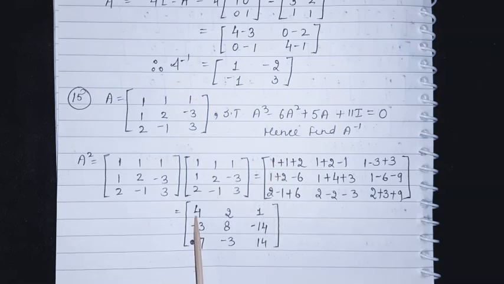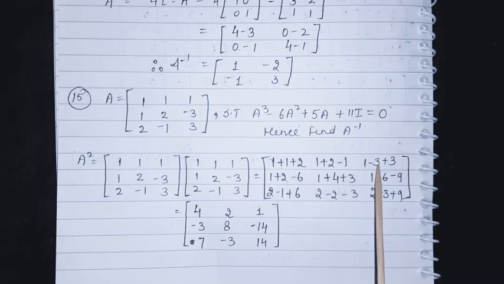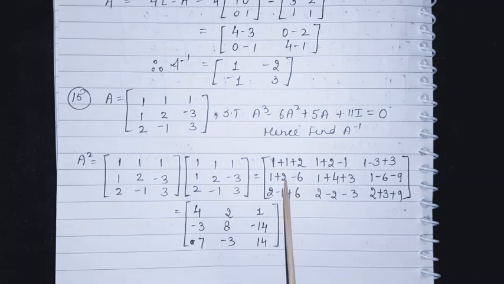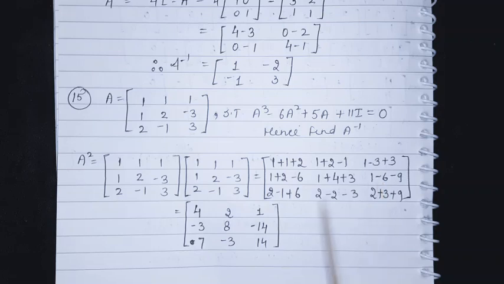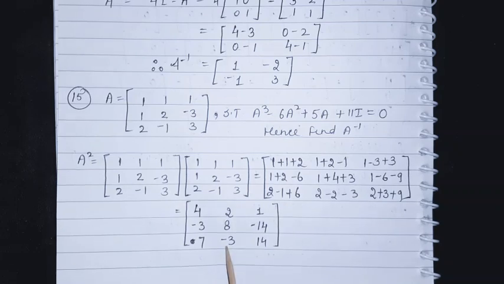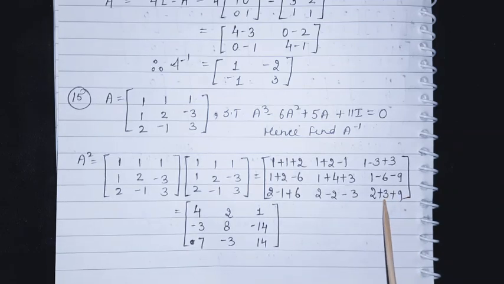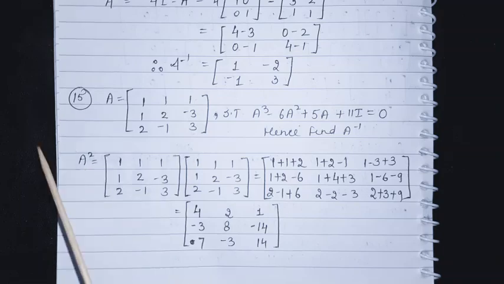So let's further simplify it. 2 plus 1 will give you 4. Here minus 1 and plus 1 will get cancelled. You will get 2. Minus 3 and 3 will get cancelled. You will get 1 here. Here 2 plus 1 is 3, minus 6 is minus 3, 4 plus 3 plus 1. So this will give you 5 plus 3, 8, and here you will get minus 14. Then 6 plus 2 is 8, minus 1 is 7, again minus 3 here, and 9 plus 3 will give you 12, plus 2 will give you 14. So this is A square. Now in order to get A cube, further we'll multiply A square with A again.